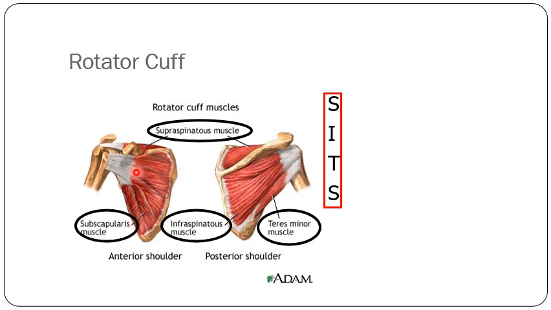Now your subscap, because it comes around to the lesser tubercle and it's on the anterior surface, you notice you can't see the subscap here because it's on the anterior surface. The subscapular fossa is on the anterior surface of the scapula. You can see how that orientation is different.